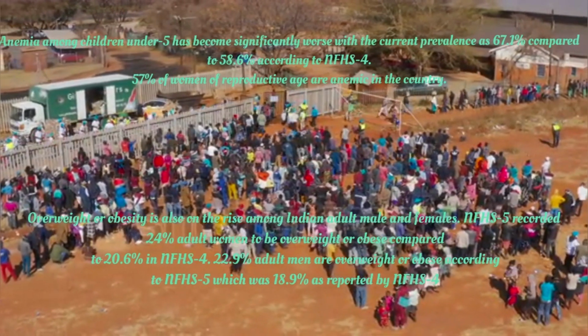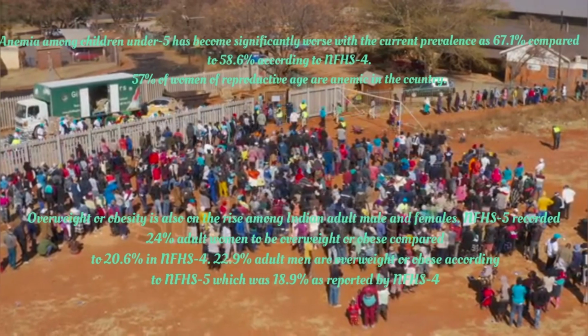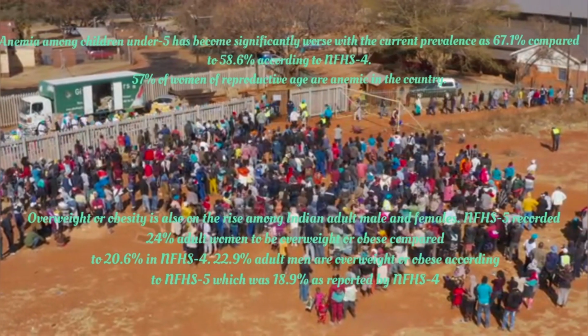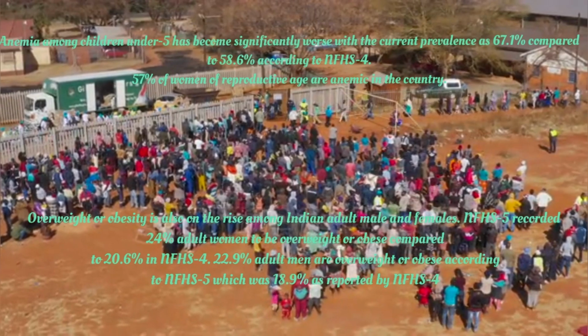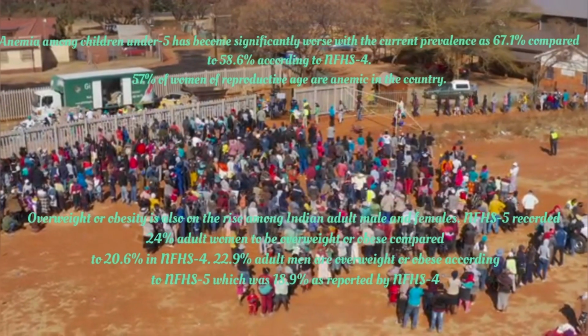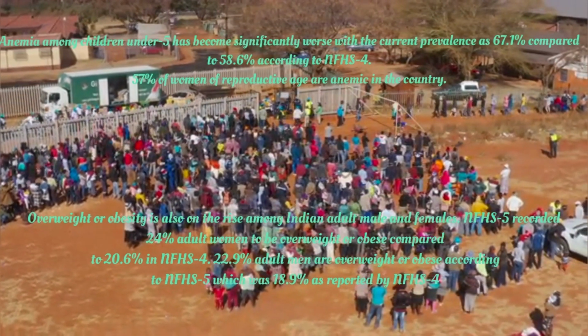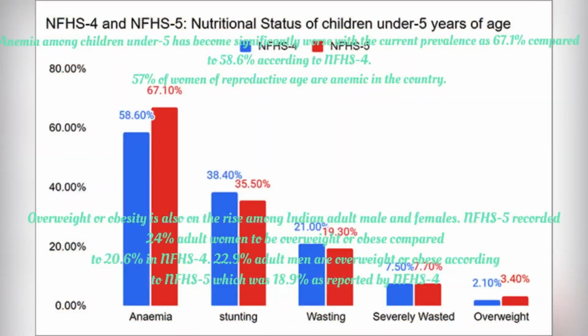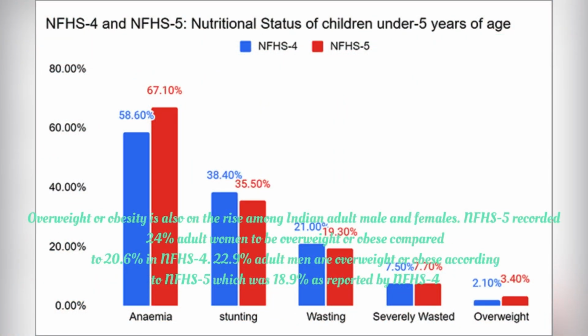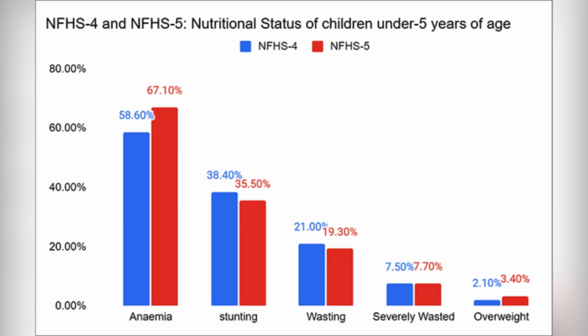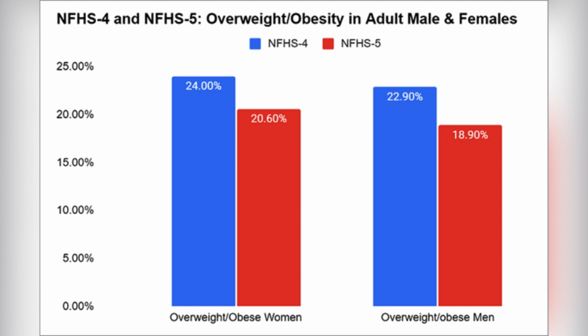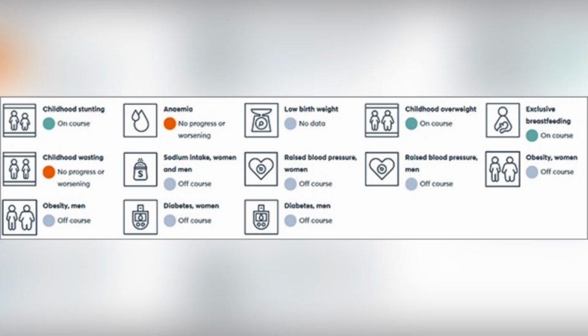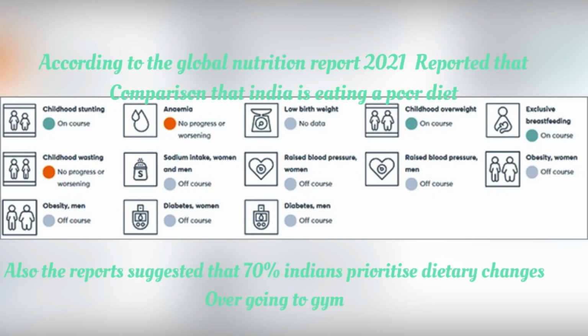According to the survey conducted by the National Family Health Survey, anemia among children has become significantly worse, with the current prevalence of 67% compared to 58.6%, which was the result of the earlier survey. Overweight or obesity is also found to rise among Indian adult males and females. The National Family Health Survey recorded 24% of adult women to be overweight or obese, and 22.9% of adult men were also found to be overweight in the survey.